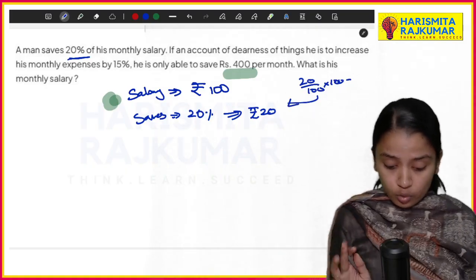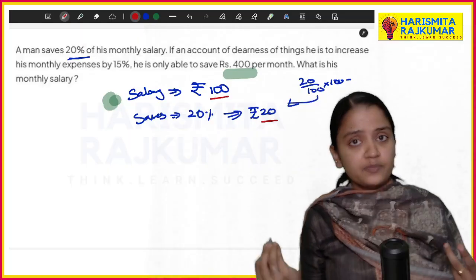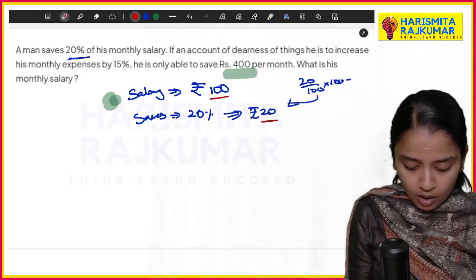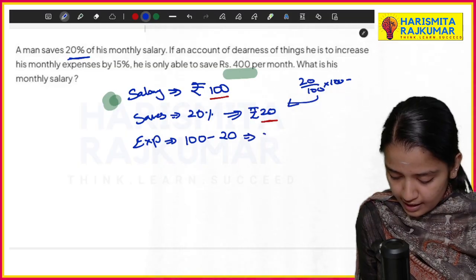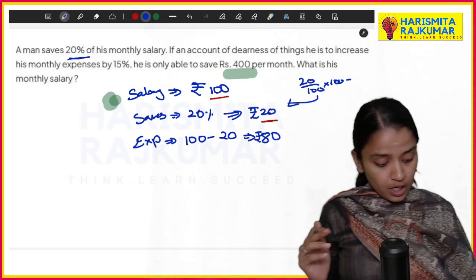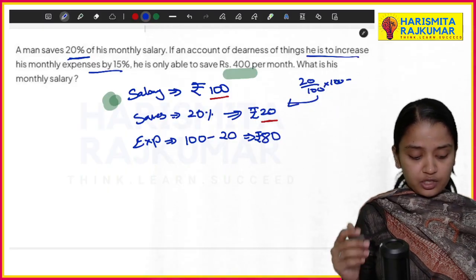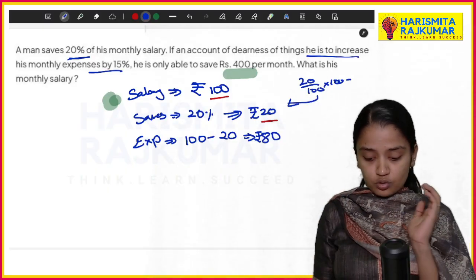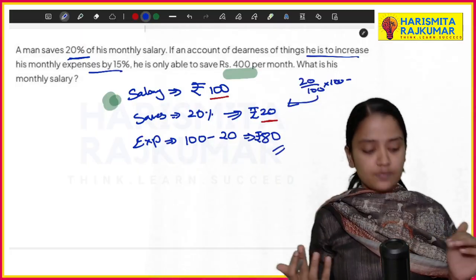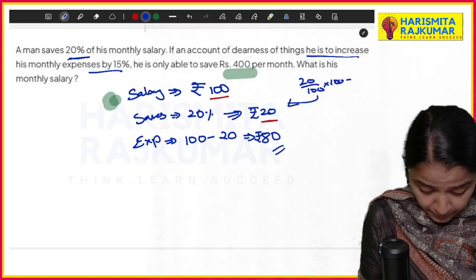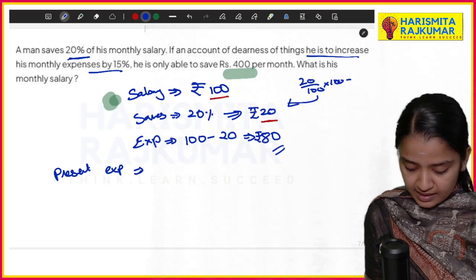I hope you understand. So if he saves 20 from 100 rupees, what is his expenditure? 100 minus 20, that is 80. So expenditure is nothing but 100 minus 20, which is 80. Rupees 80 he spends. Now, what are they telling? He increases the expenditure. Already he's spending some amount, and from this amount he increases it.